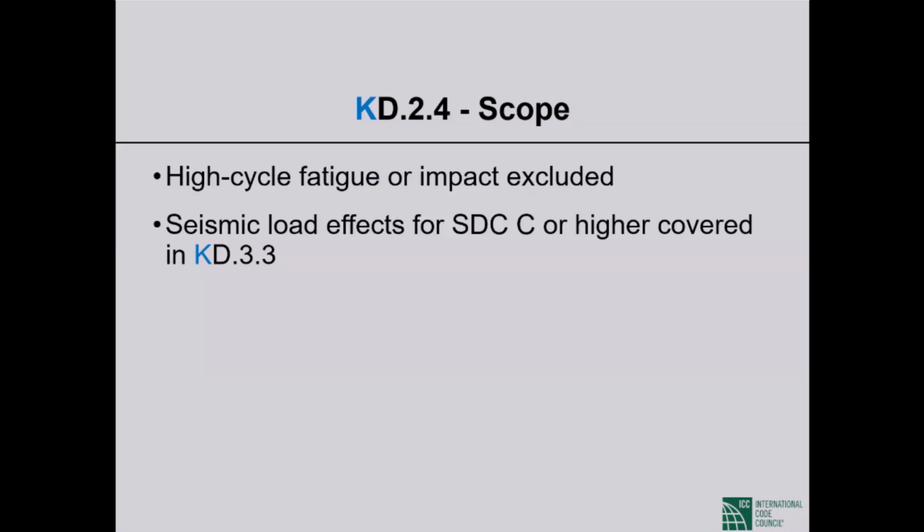The scope of Appendix K does not include high cycle fatigue or impact loading. However, seismic load effects are very definitely included in scope. For seismic design category C and higher, we have specific requirements given in section K.3.3, which are very important requirements. Okay, so seismic is not only excluded from scope, seismic is very much included, and we have specific requirements that apply to seismic applications.